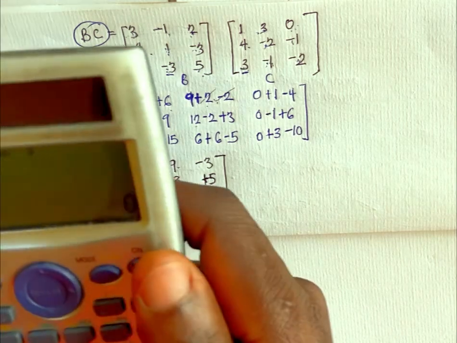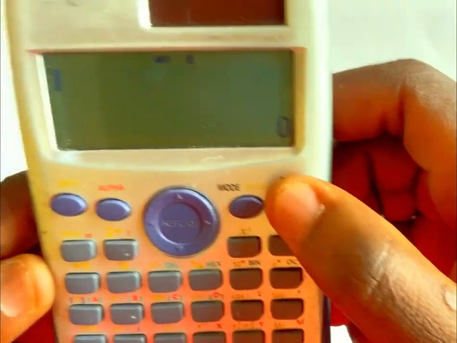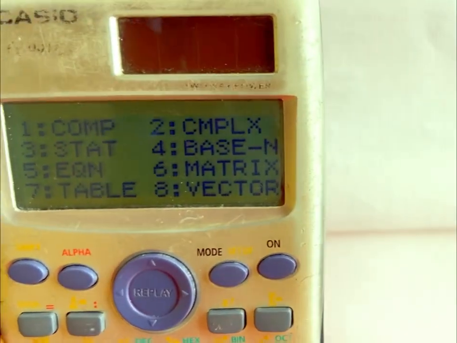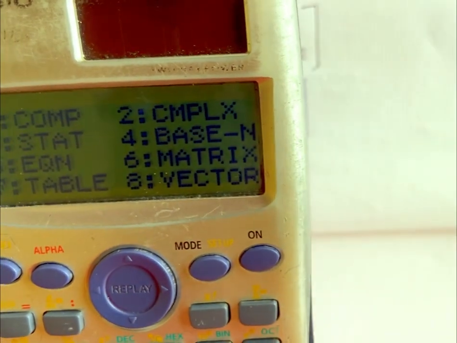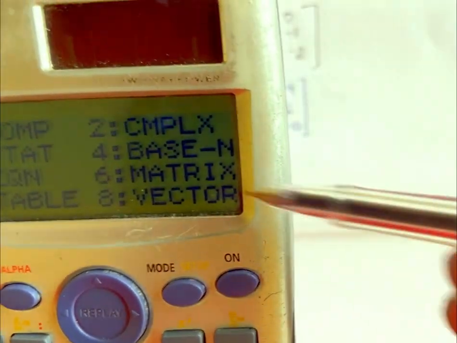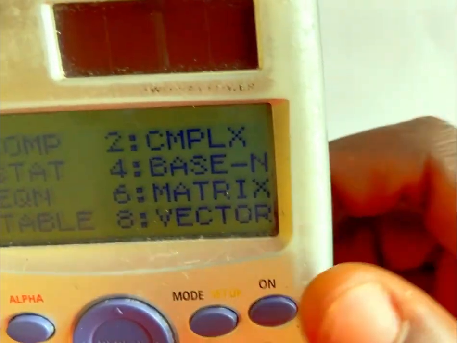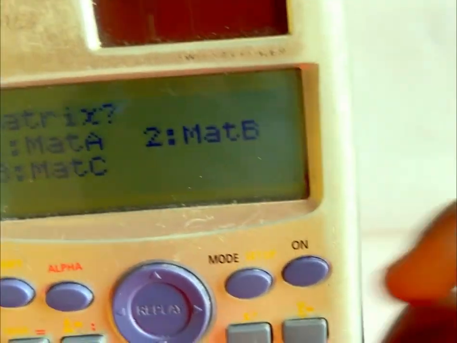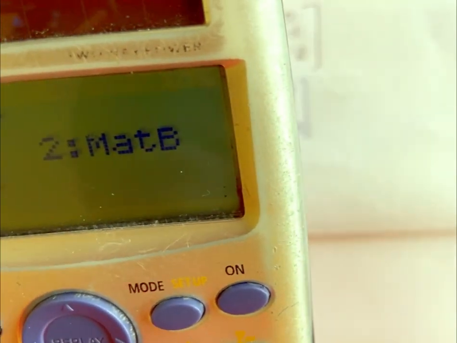Now, this is my Casio calculator. What I'm going to do is press on, then move to mode. After moving to mode, you are going to see 1, 2, 3, 4, 5, 6. On position 6, you can see something like matrix here. After seeing this matrix, you press 6 on your calculator. After pressing the button, it will bring up matrix. Then you have mat A, 2 is mat B, and 3 is mat C.